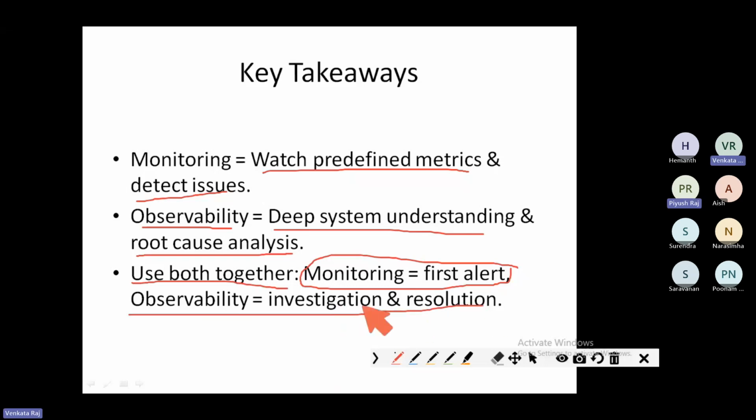Sorry to interrupt you there. When you mention deep system understanding, what does that mean? System understanding? Yeah. Very good question.